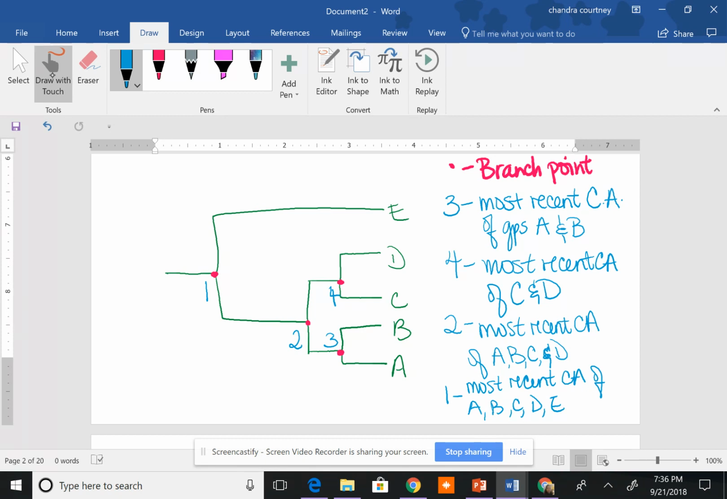Now, this section, this one line, if you will, right here, this is referred to as the root. Okay. The most recent common ancestor of all the species in a tree is always going to be found at the first branch point above the root. Okay, so again, giving you a few minutes to copy that down.